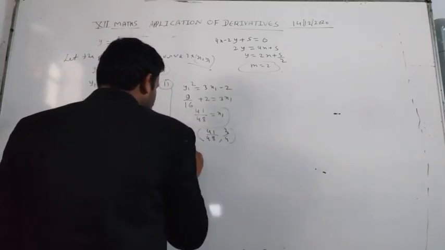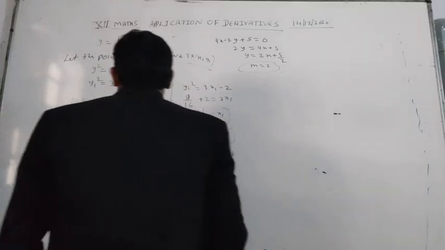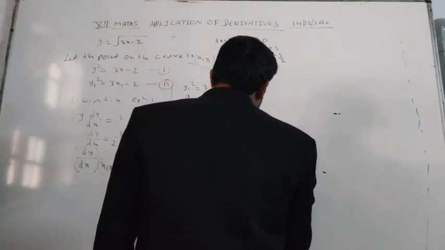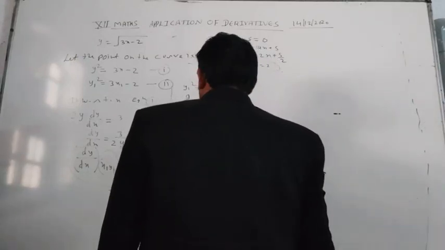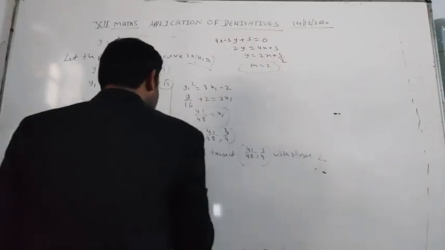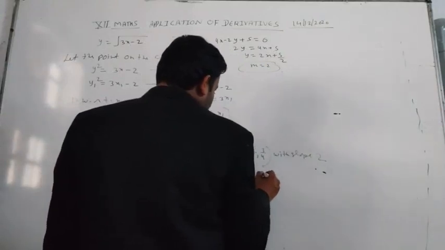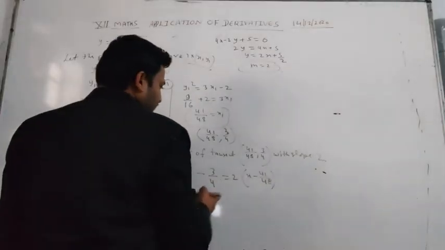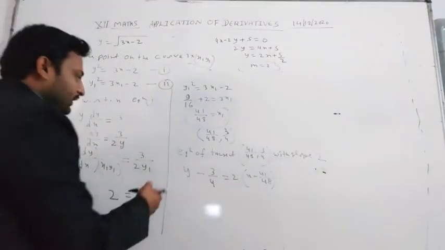Now we will find the equation of tangent at this point, 41 by 48 and 3 by 4, with slope 2. y minus y1 is equal to m times x minus x1. Okay. Now we will find the equation of the line. So the equation of tangent will be: y minus y1 is equal to m times x minus x1, and when we solve it, we get our required result.